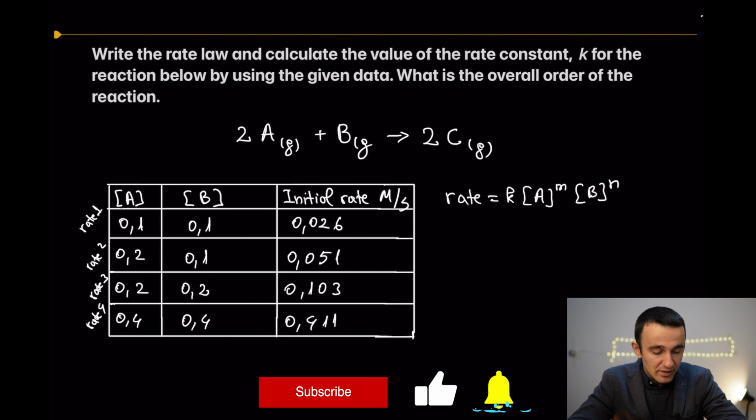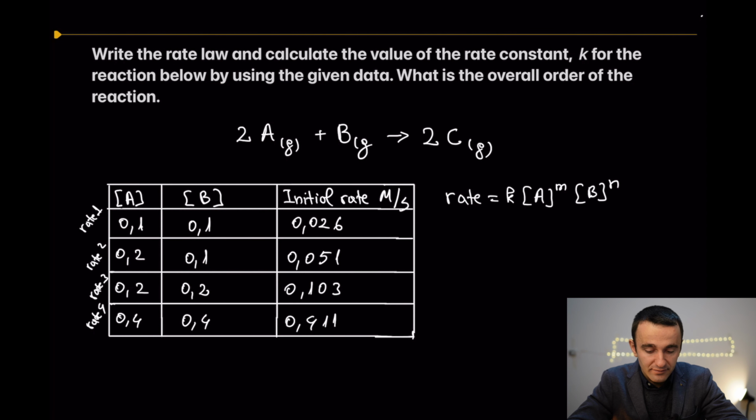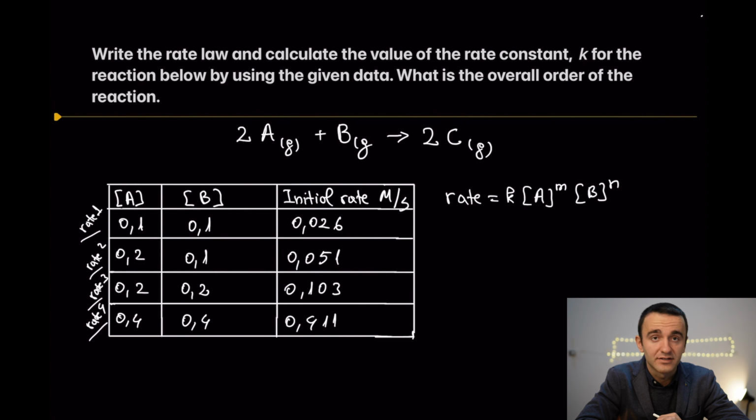To demonstrate this, we are going to see this example. Write the rate law and calculate the value of the rate constant for the reaction below by using the given data. What is the overall order of the reaction? Keep in mind that all these rates are measured experimentally. So what are we going to do? This is the balanced equation.